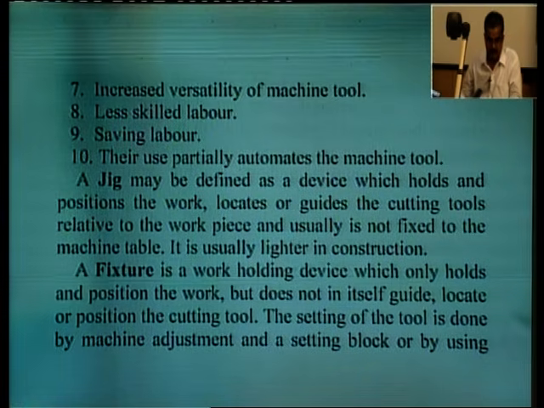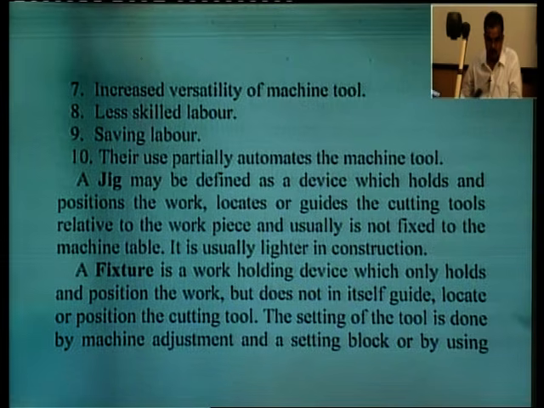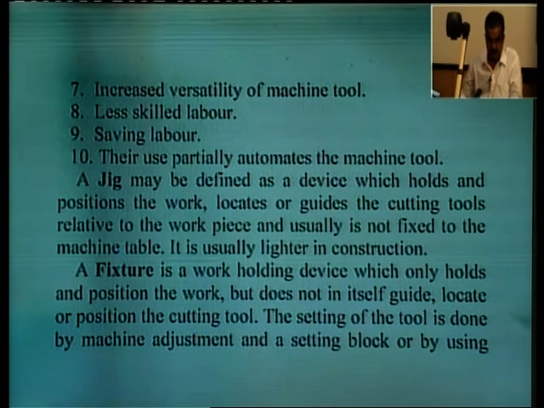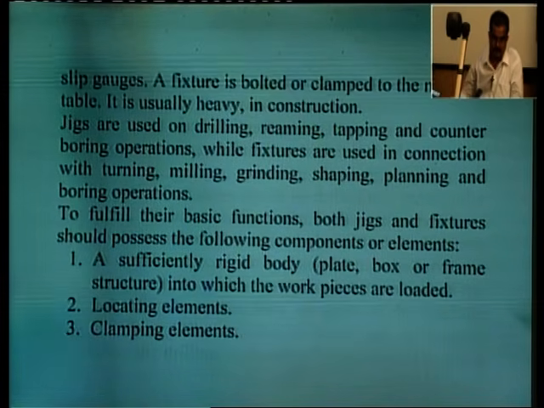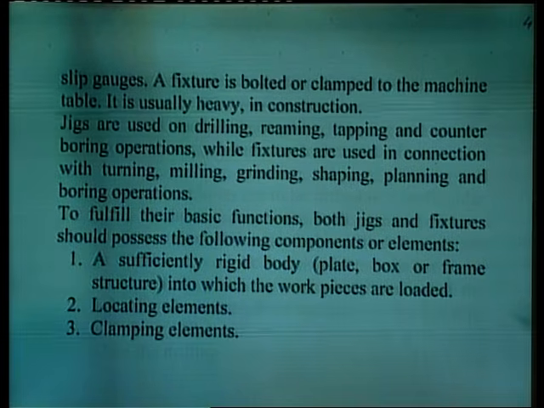And similarly, a fixture is a work holding device which only holds and positions the work, and does not in itself guide, locate or position the cutting tool. This setting of the tool is done by machine adjustment and a setting block or by using slip gauges. A fixture is bolted or clamped to the machine table. It is usually heavy in construction.